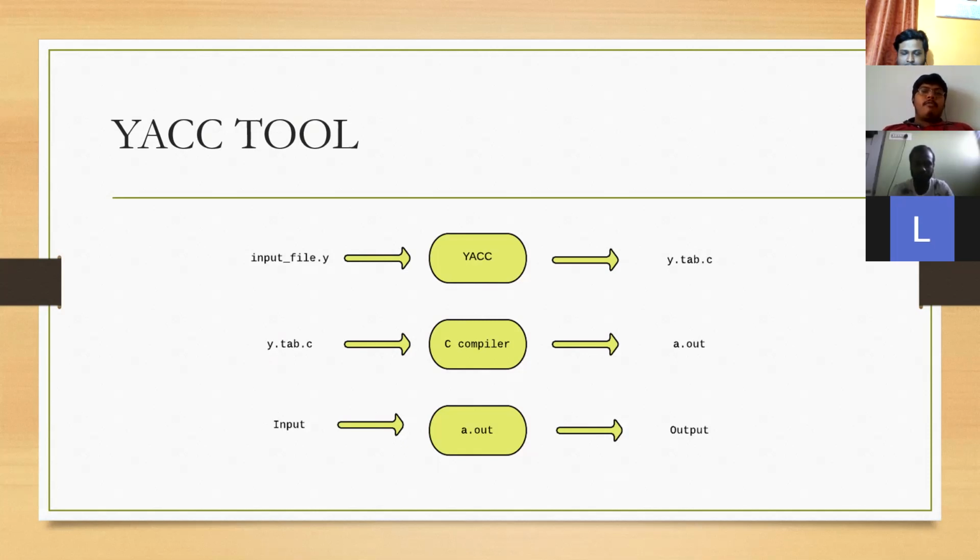Here the input file.y consists of three parts: definition part, rule part, and auxiliary part. It is then processed by the YACC compiler, and the output file is y.tab.c. The output file y.tab.c consists of a main function. Hence, to be executed, it must be compiled using C. Then y.tab.c is compiled using C, and by using the a.out file we can produce the output for a given set of input.